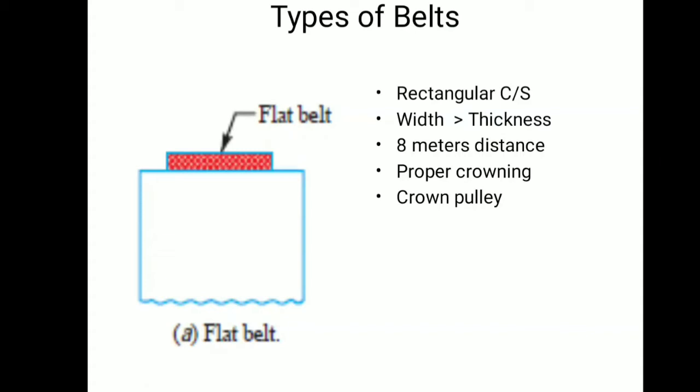Next point is a proper crowning is required. So what is crowning? Crowning is nothing but it will avoid the belt running out of the pulley, so that we call it crowning. So a proper area can be captured by the belt, or what we can say, mount the belt, so that it will not run out from the pulley, called a crown pulley. Flat belt drive is also called a crown pulley.